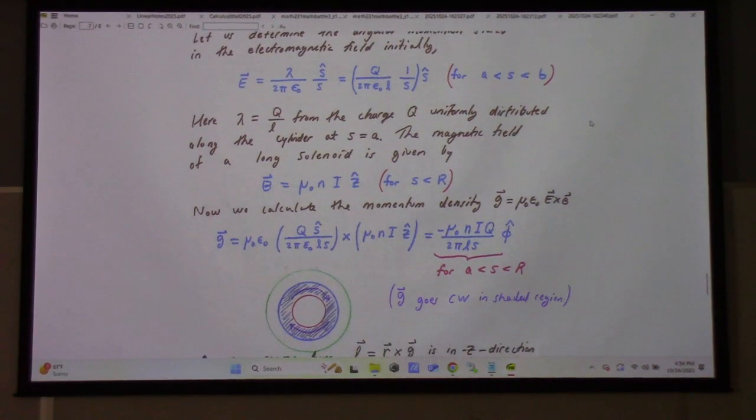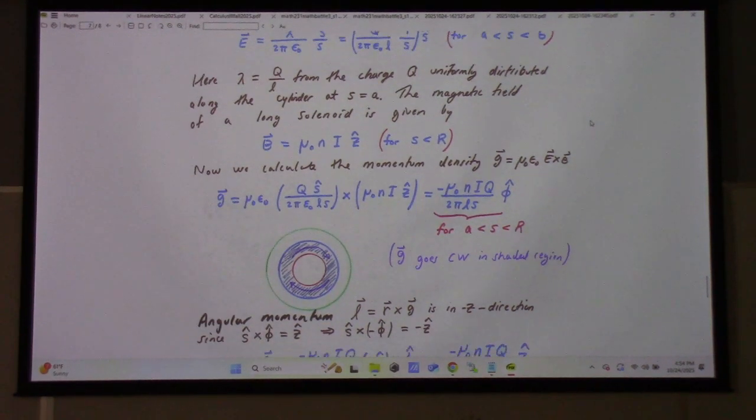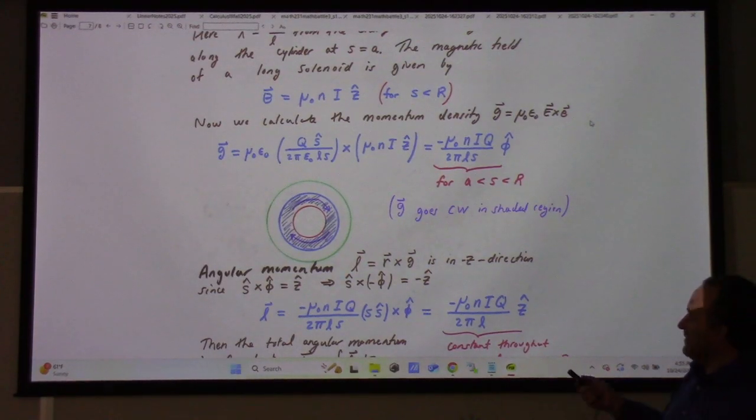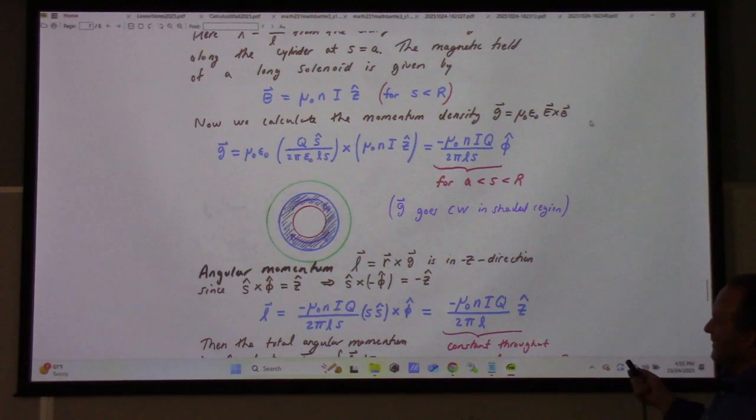I've shaded it there to illustrate where the momentum's non-zero. All right. And then we can calculate the angular momentum from that, which I have illustrated the direction of. Actually, no, that is the direction of the momentum, weirdly enough. Well, actually, it's not weird at all. That is the direction of the momentum. See, it's got a phi hat here, and it's apparently clockwise.